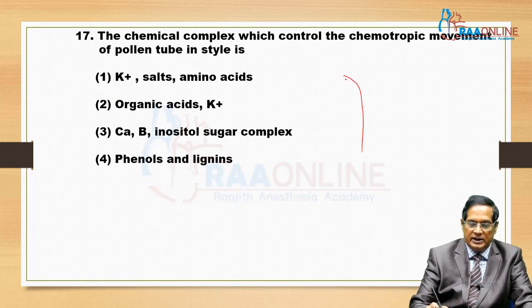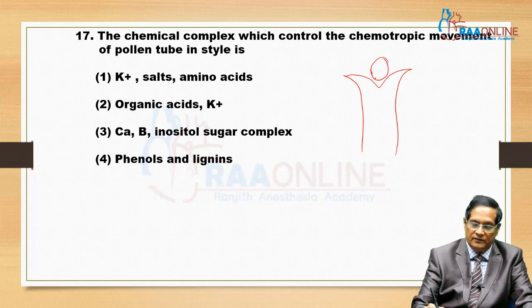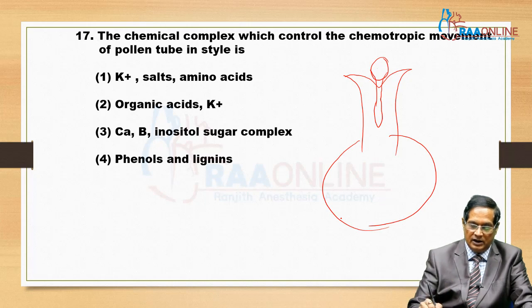Next one. Pollen tube actually develops over the stigma. This is the stigma and this is the pollen grain, and the pollen grain forms the pollen tube. And this is the ovary, and within the ovary, the ovule is present. This is the ovule.